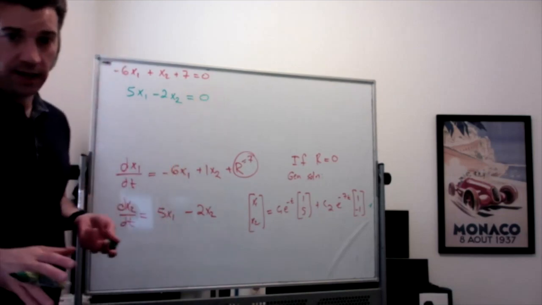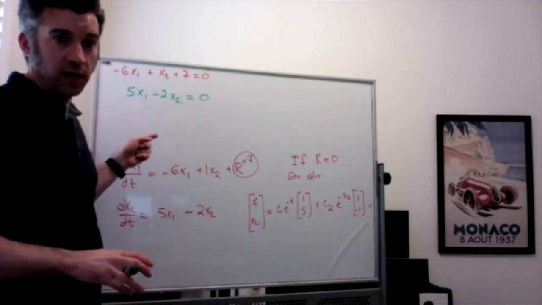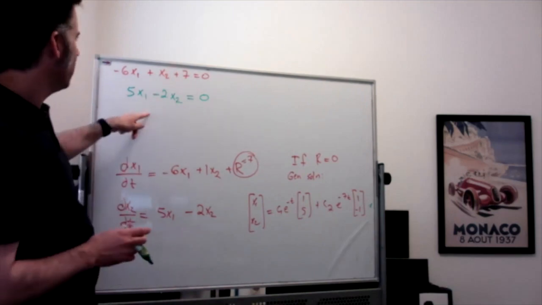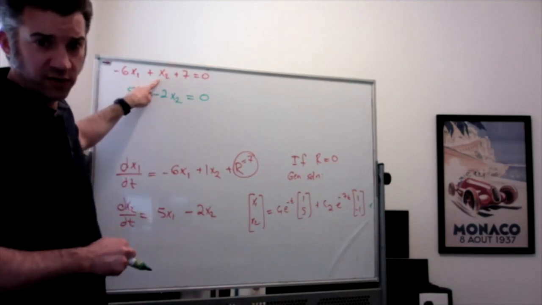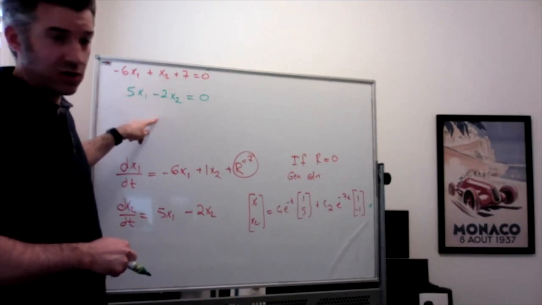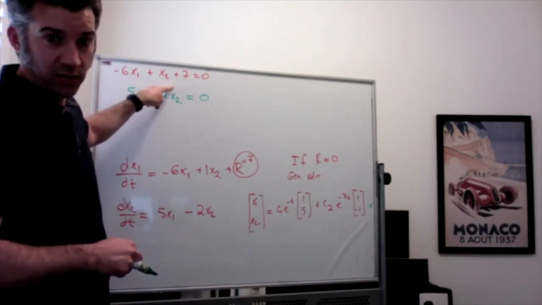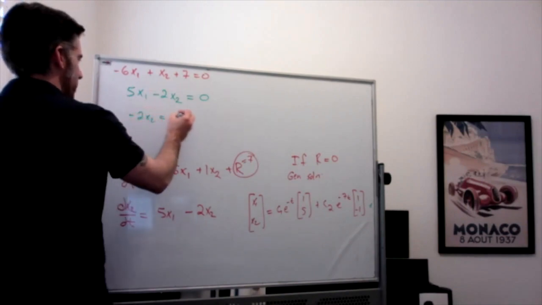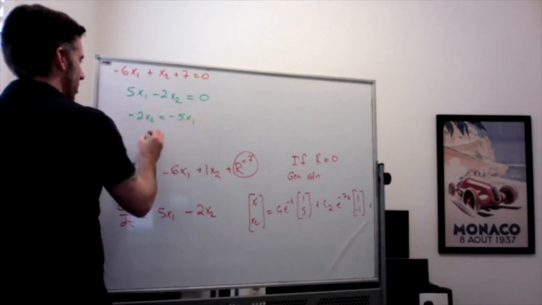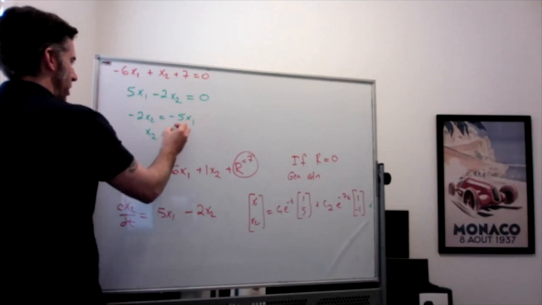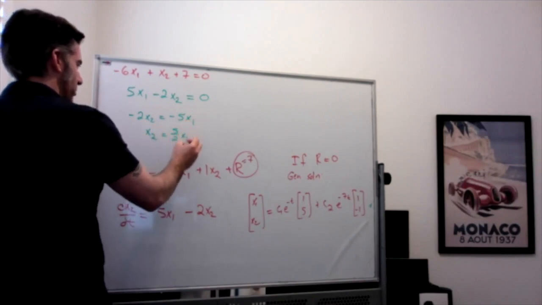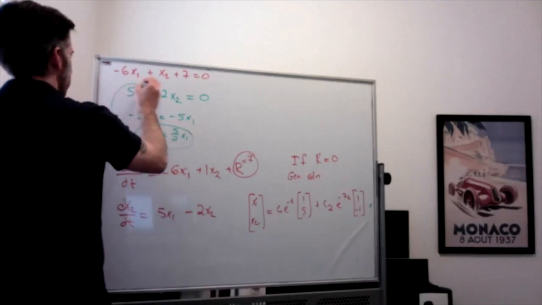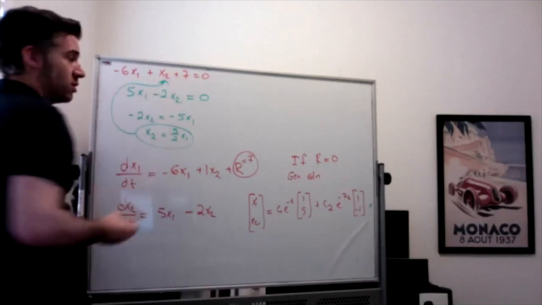Okay, here's the idea. We're going to use this equation that doesn't have the r part in it and solve for one of the variables. And noticing that x2 is all by itself in this first equation, I'm going to solve this one for x2 so I can sub in for that x2 up there. So negative 2x2 equals negative 5x1. x2 equals positive 5 halves of x1. I'm going to go ahead and plug that in for x2 right there.